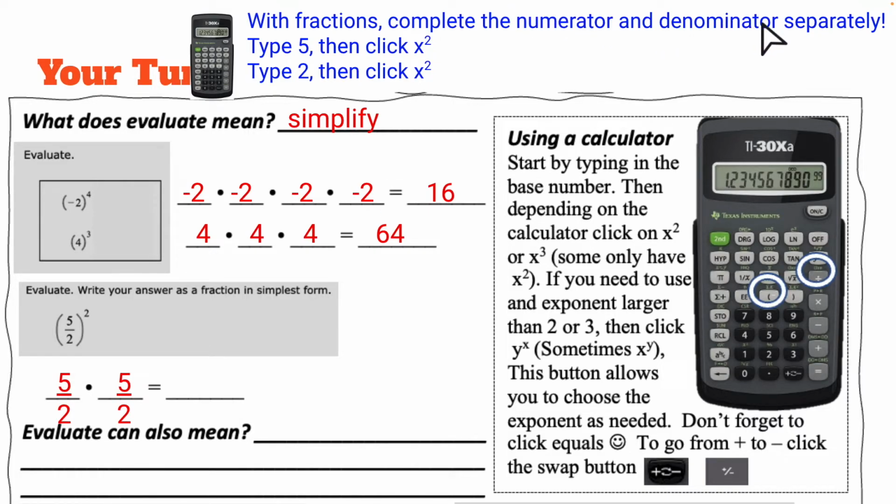That way we get both numbers there. So we're going to type 5 and then click the squared button, and we'll get 25 because it's 5 times 5, and that gives me 25. And then we're going to type 2 and click the square button. 2 times 2 gives me 4. Now, do you have to use a calculator for these? No.